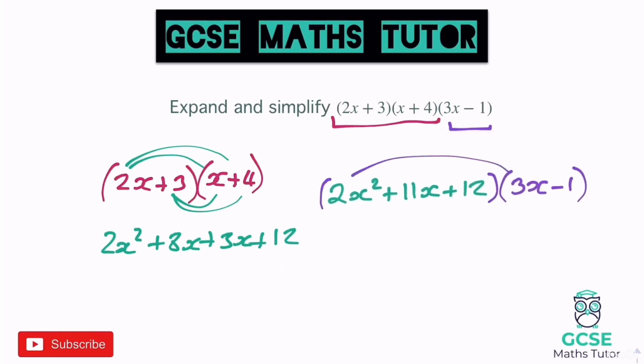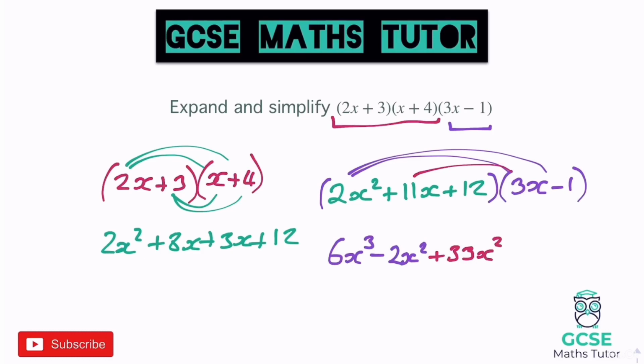So 2x squared times 3x gives you 6x cubed. And then 2x squared times minus 1 is minus 2x squared. Onto the 11x. Let's go for a different colour. So 11x times 3x is 33x squared, so positive 33x squared again. There we go. And then 11x times negative 1 is a negative 11x. Two more to finish this off. 12 times 3x is 36x. Just about fit this in. And then 12 times minus 1 is minus 12.